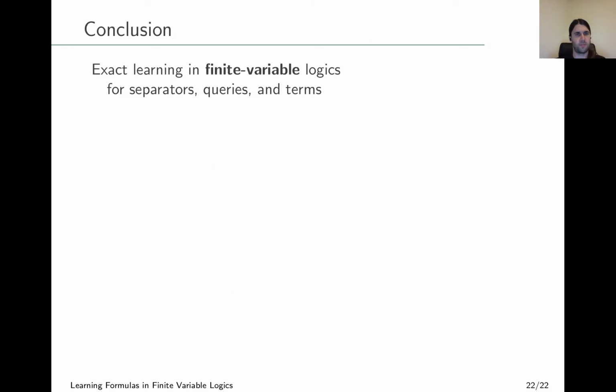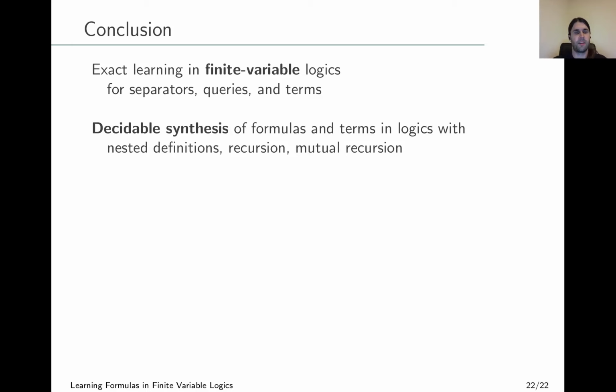Okay, to conclude, we looked at exact learning problems in logic, in particular in these finite variable logics. We looked at 3 problems for synthesizing separators, queries, and terms. And we have decision procedures for synthesizing formulas and terms in logics with nested definitions, recursion, and mutual recursion. And all of the decision procedures essentially rely on the same component, and that is a tree automaton which reads syntax trees and evaluates the semantics of the logic against a fixed background structure.